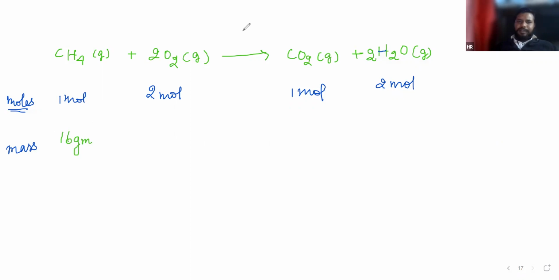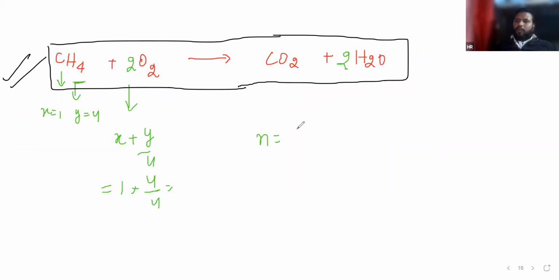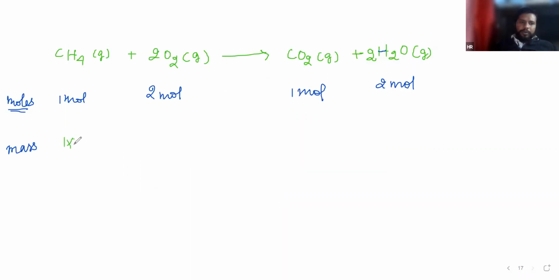Number of moles is equal to what? Given mass upon molar mass. So mass is equal to number of moles into molar mass. So I am writing 1 into 16 gram will give 2 into O2. What is the mass of O2? 32 gram, to give 1 mole, so 1 into CO2. What is the mass of CO2? 44 gram, to give 2 mole, so 2 into what is the mass of H2O? 18 gram.